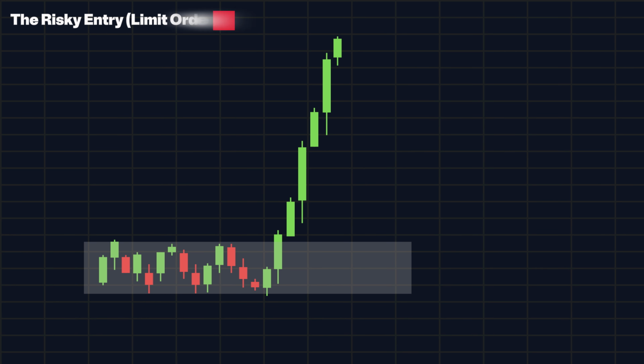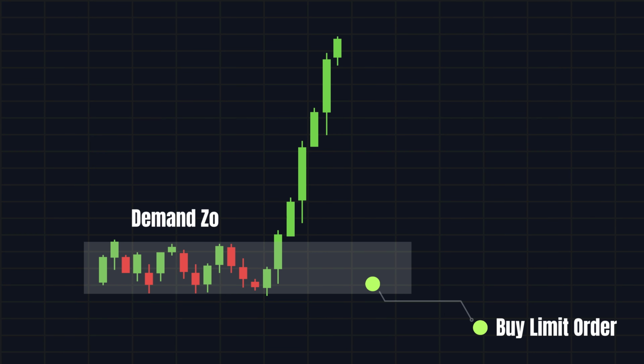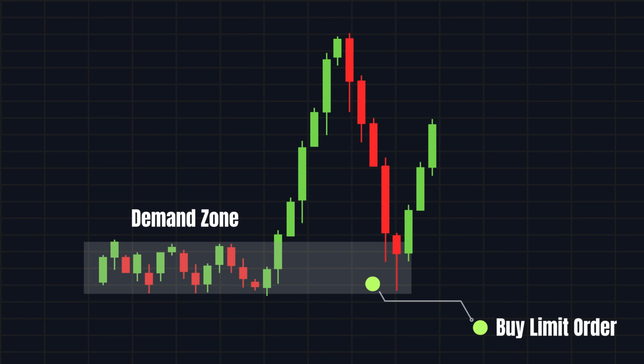Number 1, the risky entry, limit order. This is where you set a limit order right at the edge of the zone and just wait. For a demand zone, a buy limit. For supply, a sell limit. The good part is you're guaranteed to get in the trade, because these reversals can be so fast you'll blink and miss them. The bad part is you're jumping in before you know for sure the zone will work.